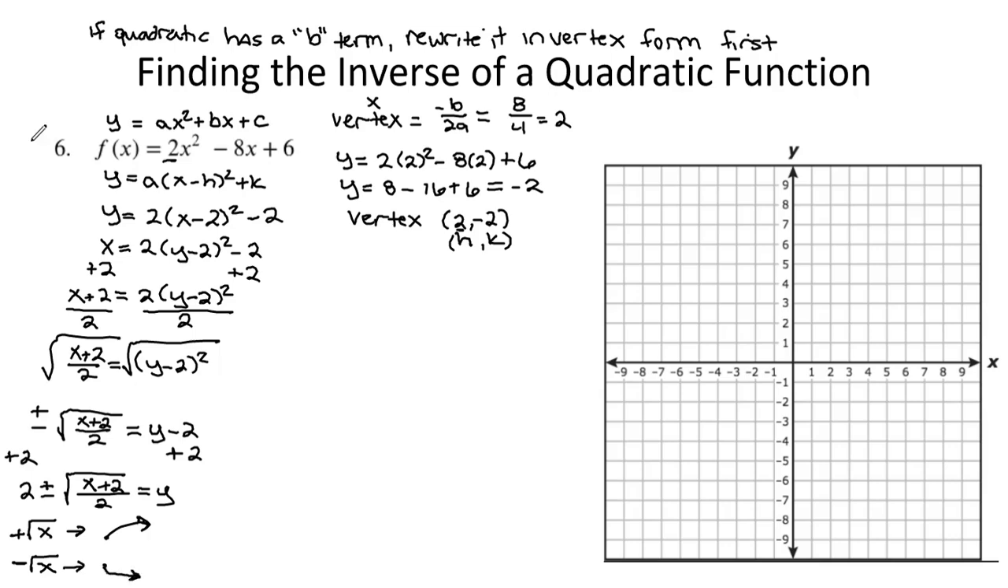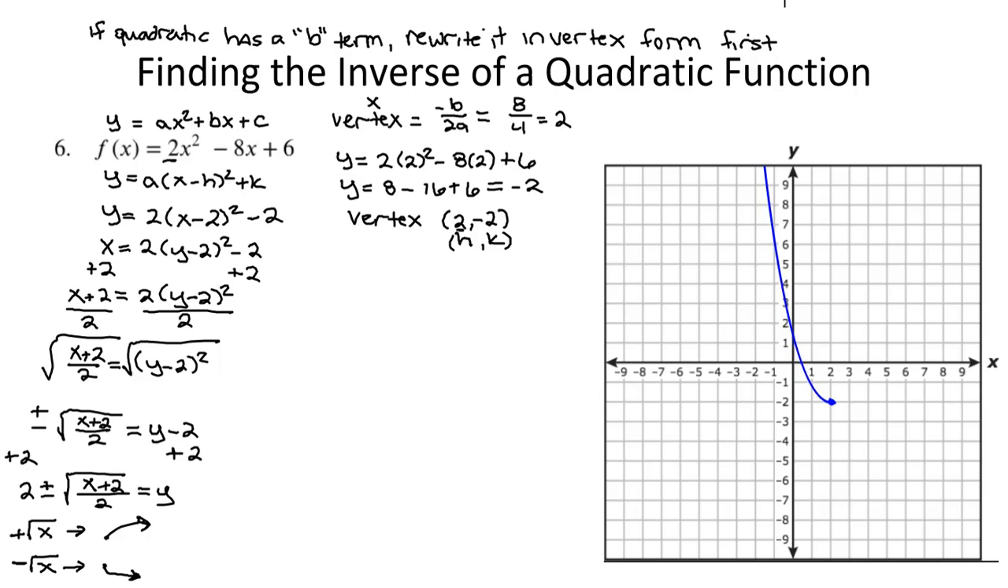Wait a minute. Oh, you know what? We never decided what our domain's going to be. And we've got to do that. So let's go ahead and plot our point. 2, negative 2, that's our vertex. In this case, let's use the left side. Let's use all the values that are less than 2 as our domain. So what we're going to end up with is a graph that looks something like this.